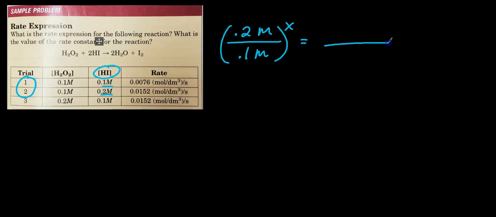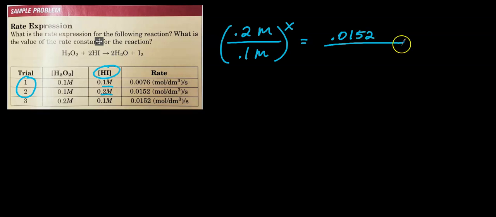So here's what I'm going to do. I don't like using fractions, so I like numbers bigger than 1. I'm going to take the bigger concentration and divide it by the smaller concentration. So I'm going to take 0.2 molar over 0.1 molar, and I'm going to raise that to the x power. That's going to be our order. And so we take a ratio of concentrations and set it equal to the ratio of rates. So the rate that corresponds to the 0.2 molar is 0.0152.